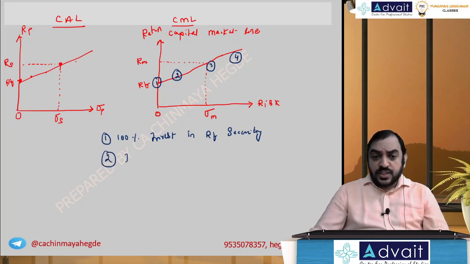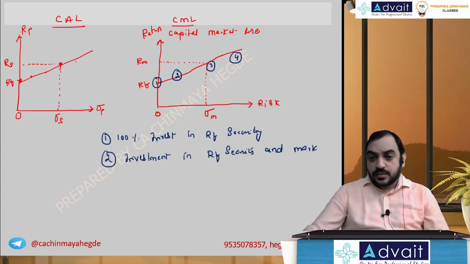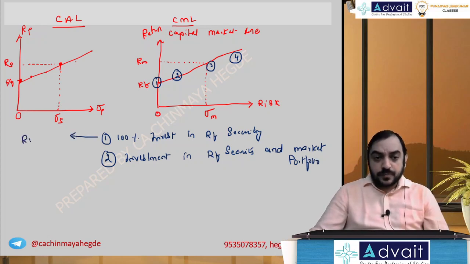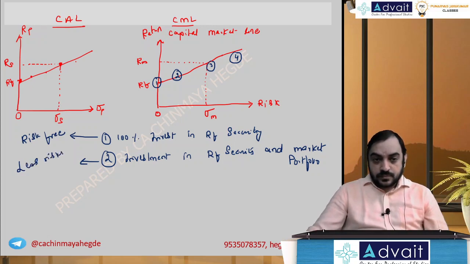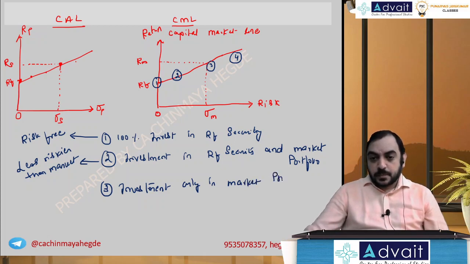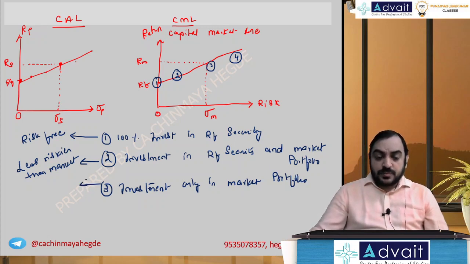Second portfolio is investment in risk-free security and market portfolio, a combination of both. So the first point is risk-free, because you're investing everything in risk-free, and this second one will be less risky than market. And third portfolio is 100% investment only in market portfolio. So this will be the same risky as market. Same risk as market.